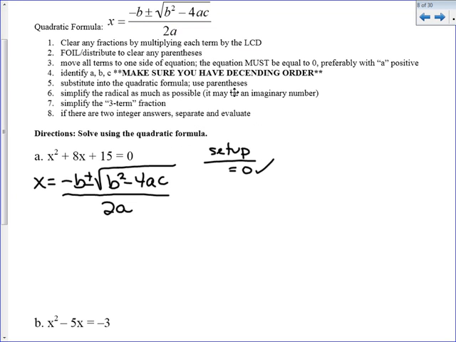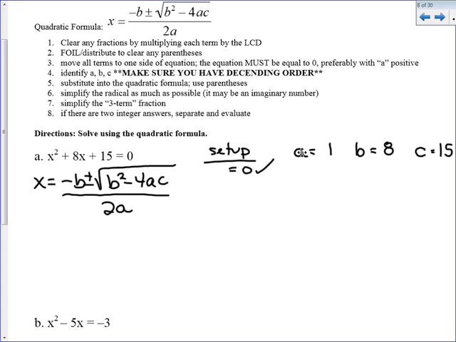Now I need to identify A, B, and C. So if you look at your problem, what's A? 1. A is the number in front of x squared, just like when we factored with the AC method. B is 8, and C, the constant on the end, is 15.